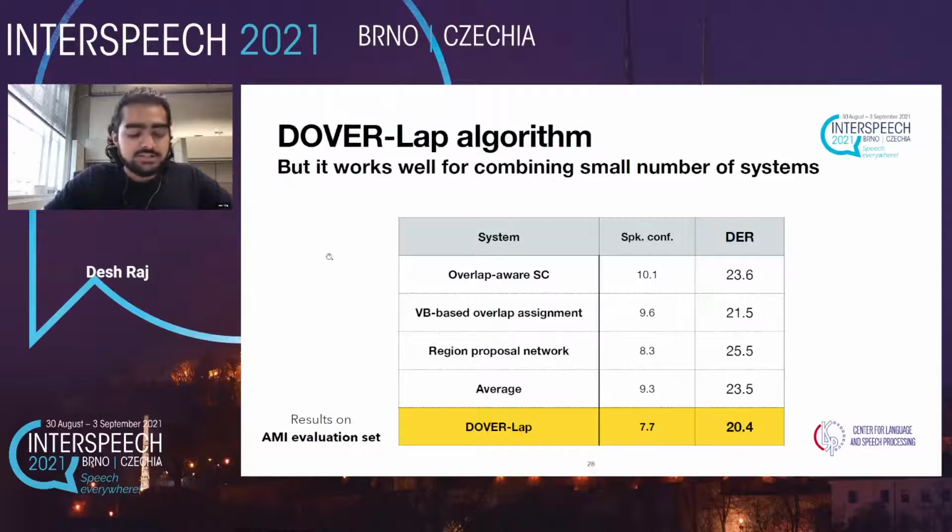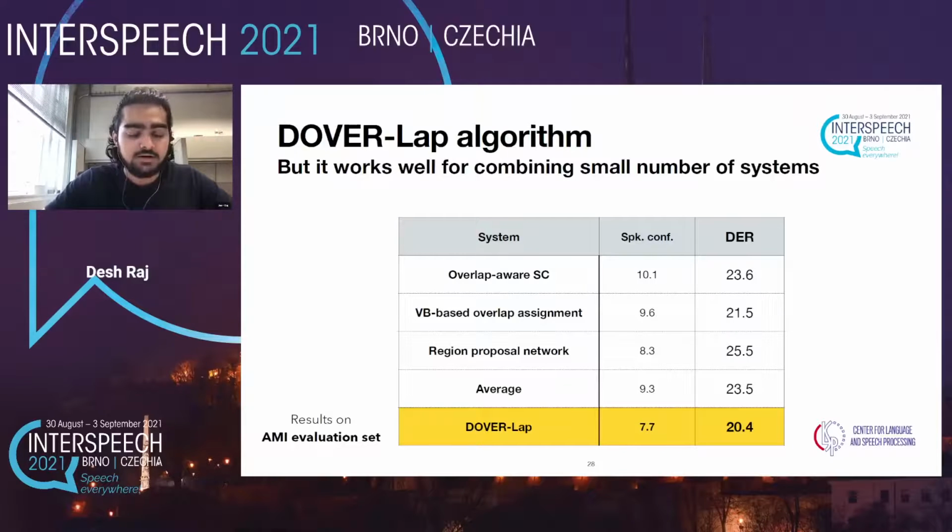However, as I mentioned earlier, DOVER was successfully used in DIHARD 3 for combining a small number of systems, like 3 or 4 systems. And in general, it provides quite a bit of improvement. As shown here on AMI, it's more than 1% absolute better than the single best system that is being combined.